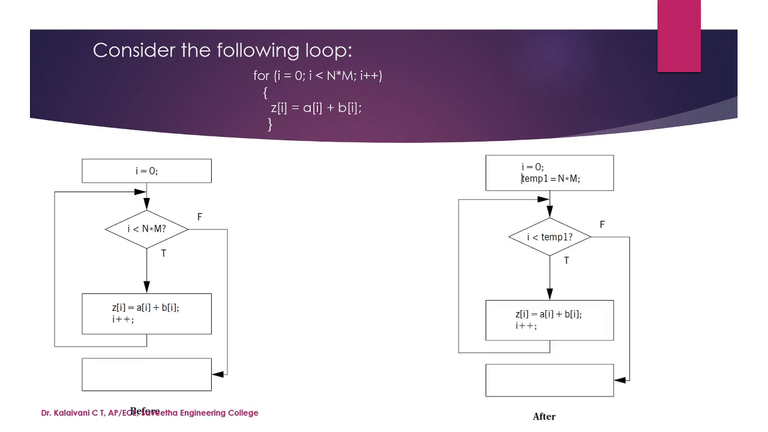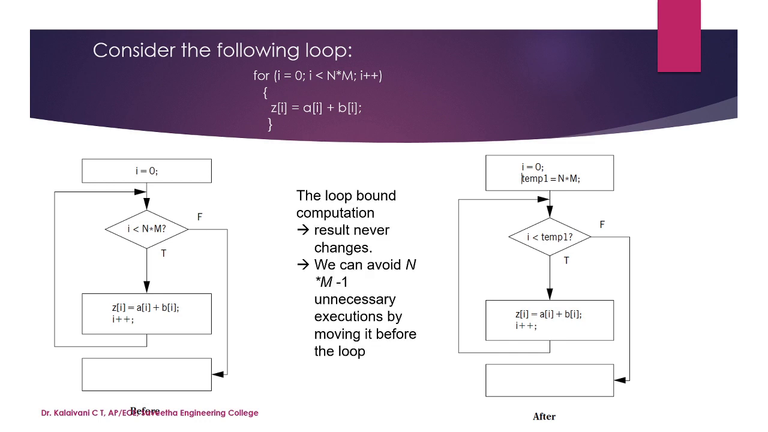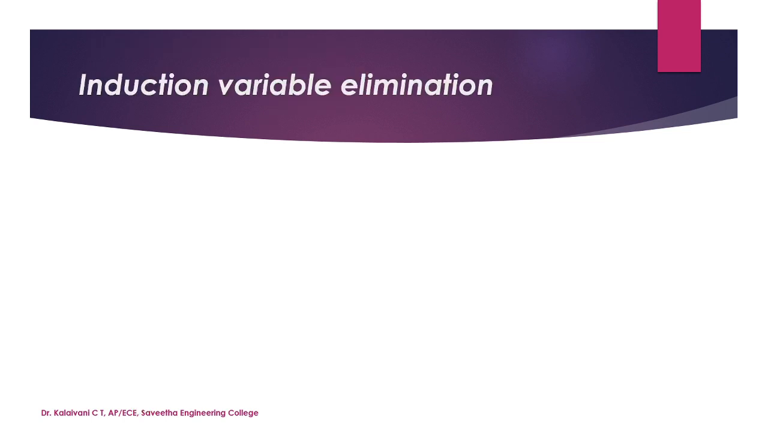So here we can see the same control flow graph by replacing n into m by a temporary variable. So see here, the result is not affected, but execution time is reduced for n into m minus 1 times, since n into m is executed only one time. So what is induction variable elimination?